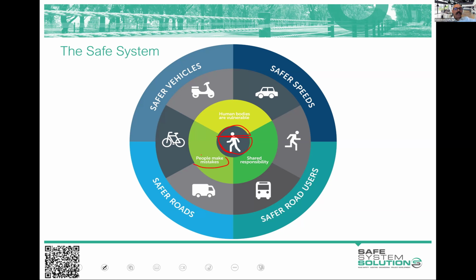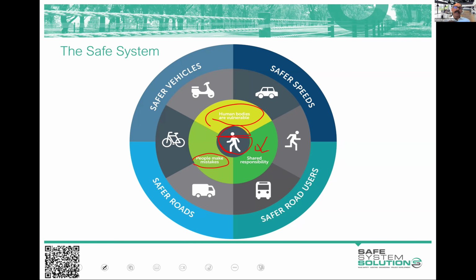And out here, you see some principles. People make mistakes. That is absolutely squarely acknowledged in the safe system as a principle, that we're going to have mistake making out there. We need to acknowledge that and design for it and manage for it and operate for it. We need to understand how much force the human body can handle before serious injury or death occurs. And this one, shared responsibility, is often misunderstood.